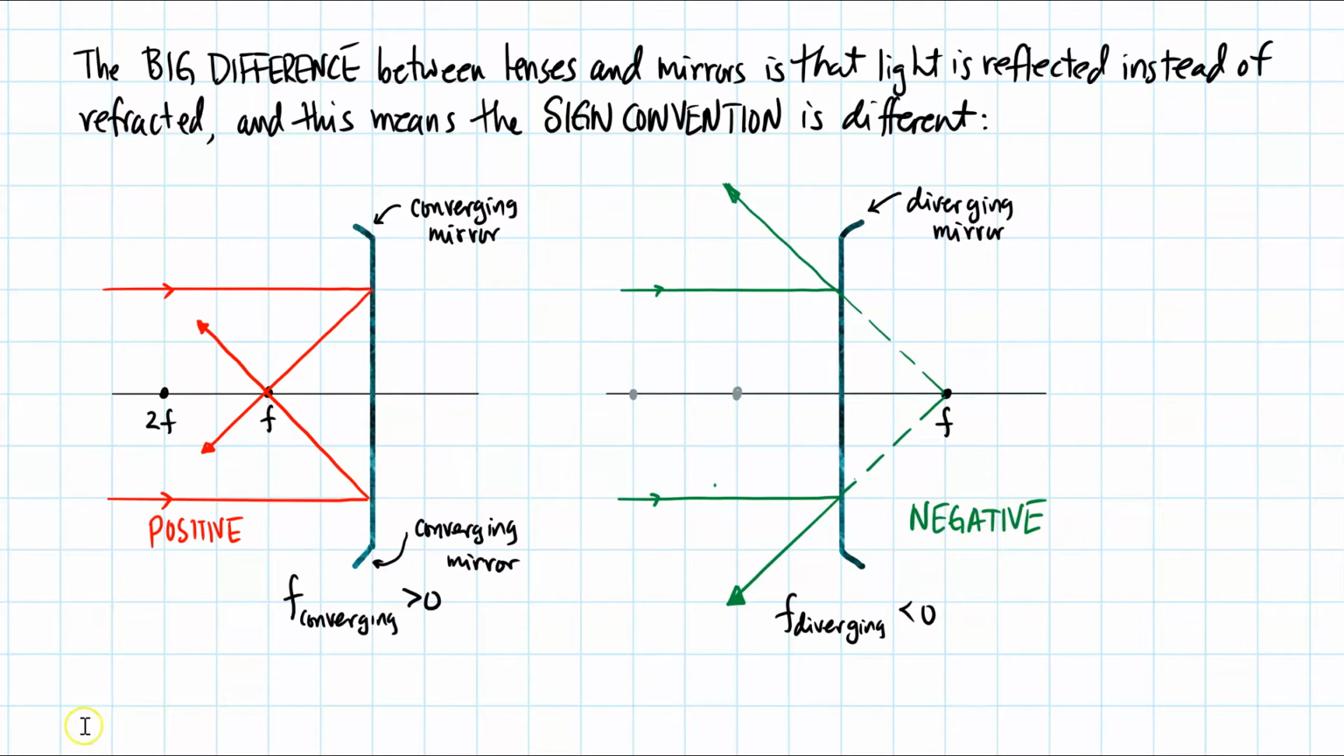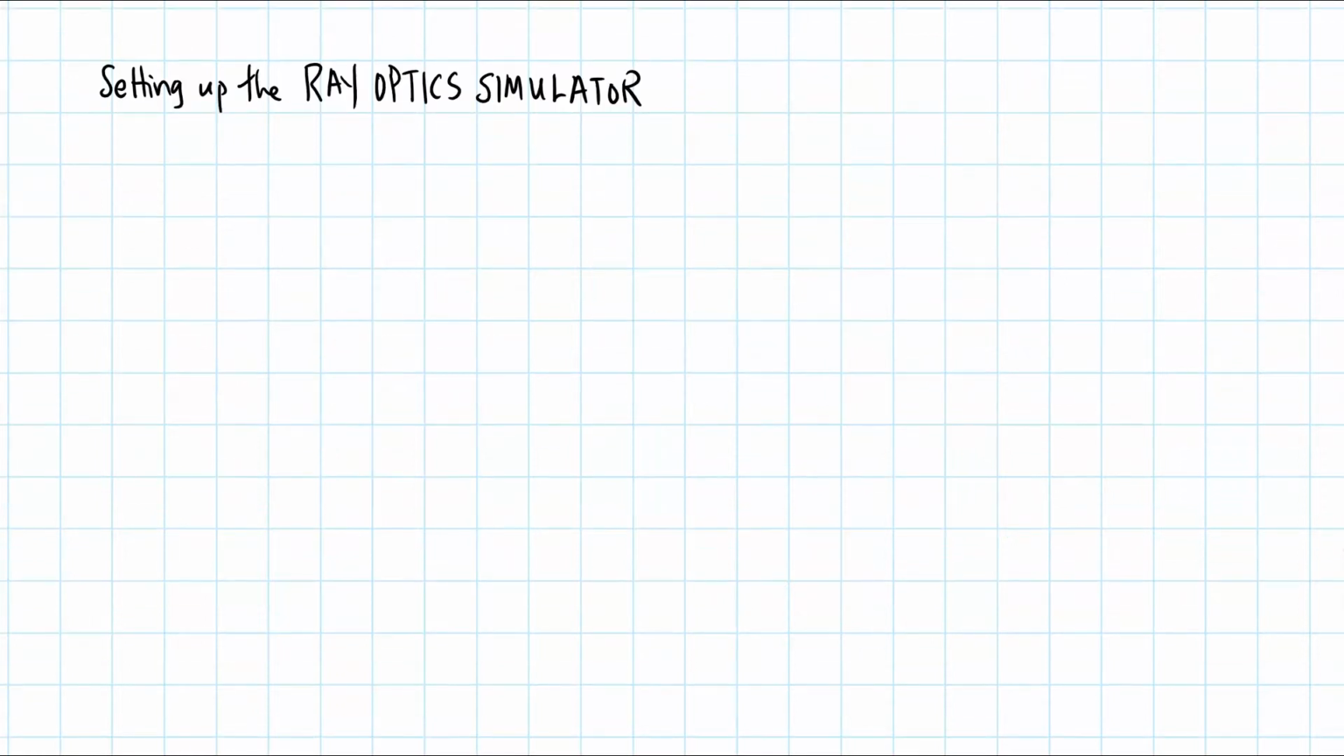When drawing ray number 1 for converging mirrors, we always focus on the focal point on the left side of the mirror. When we're drawing a ray diagram for diverging mirrors, ray number 1 has to go through the negative focal point. Now let's go set up the Ray Optics Simulator.